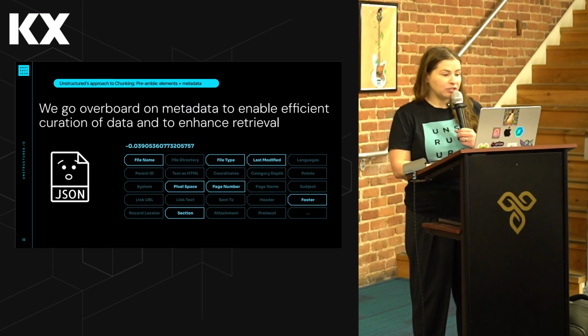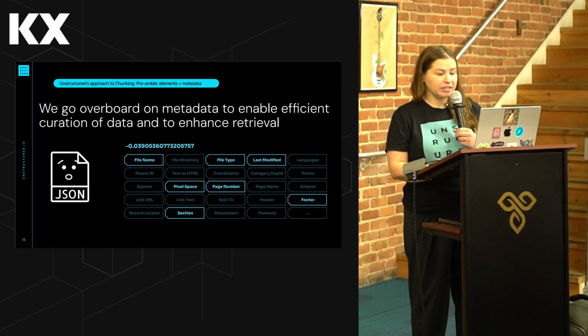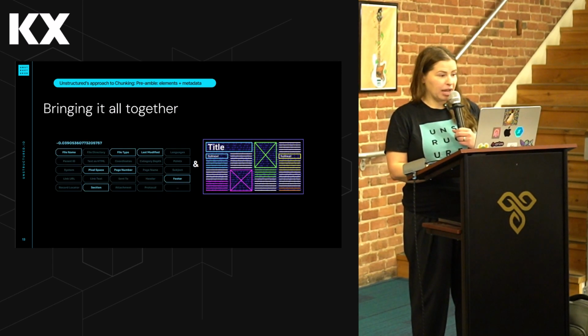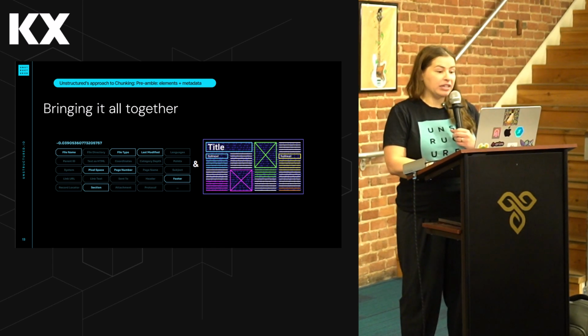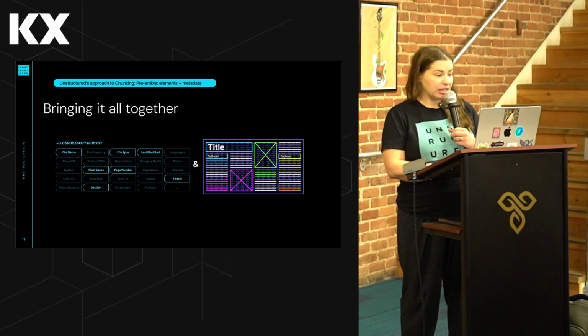And so we're also extracting a ton of metadata in addition to that JSON text that extracted the file name, the page number, the section, when it was modified, things like that. And so what we're putting together before the chunking is these elements, like the title elements, tables, images, things like that, in addition to the metadata.